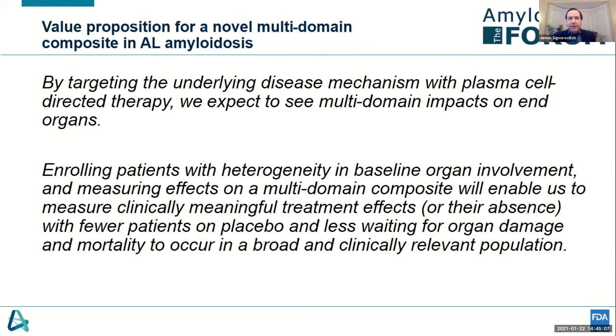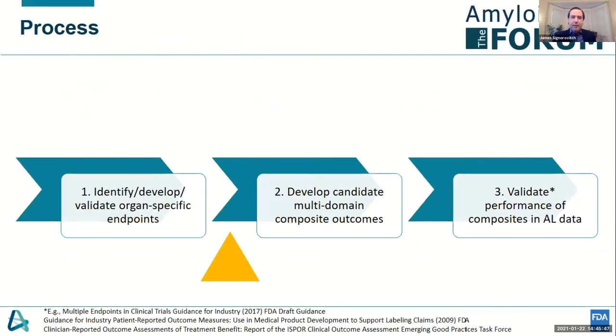And so in this context of use, the value of developing a composite is really by tying together all of these outcomes across organ systems. If we really have a therapy that is getting at the root cause of the disease, then we should be seeing these multi-domain impacts. And the hope is that by pulling those together into a composite, we can rigorously measure the effect of treatment, but do that sooner than if we had to wait for major organ damage to occur or mortality to occur during the trial. So as we think about composites and how to pull together the information, it's really this context of use and this ultimate goal that we have in mind.